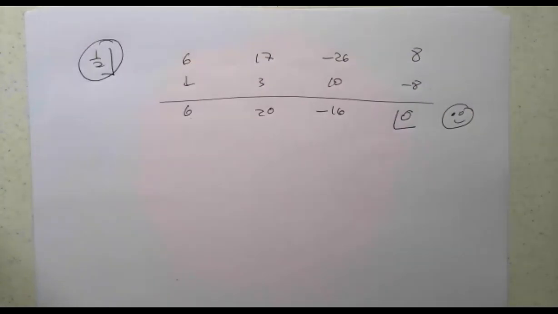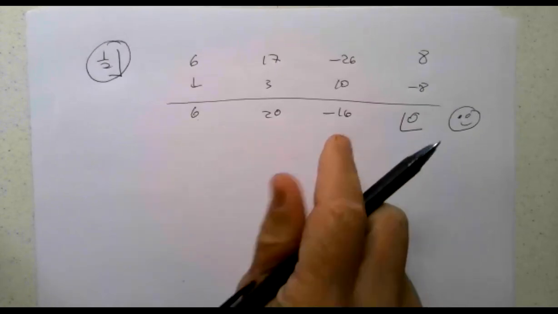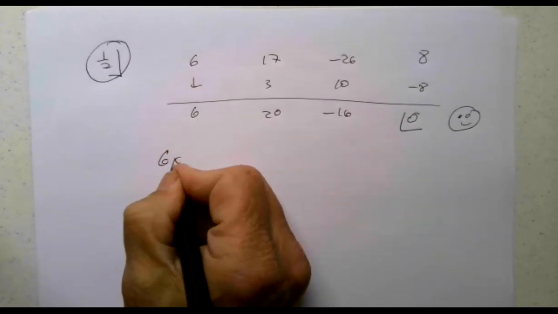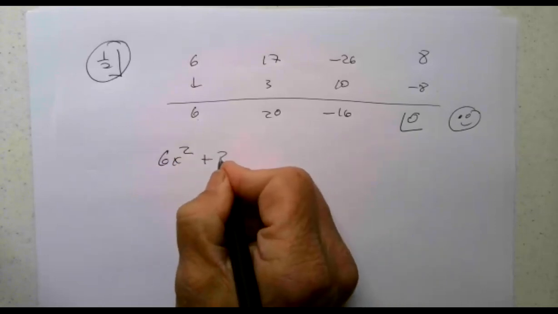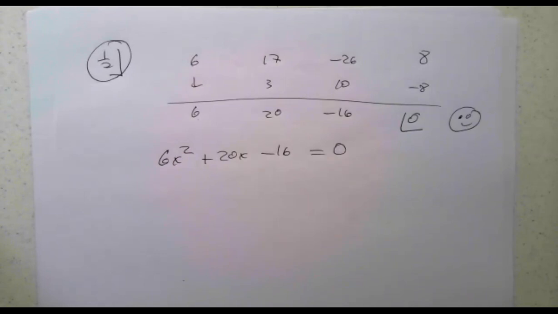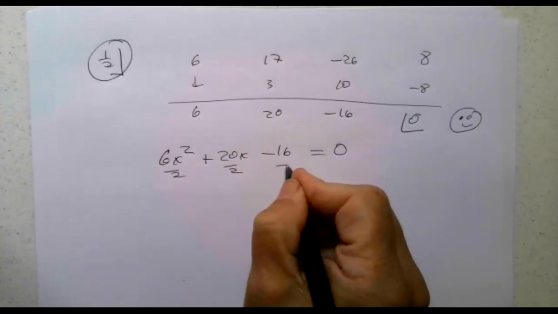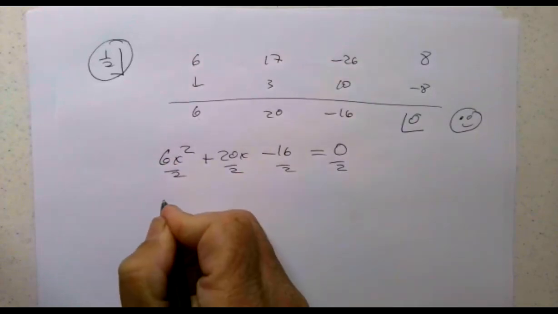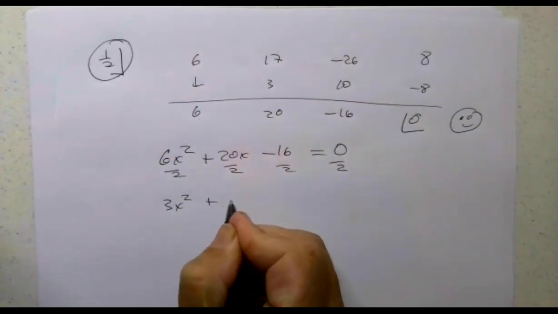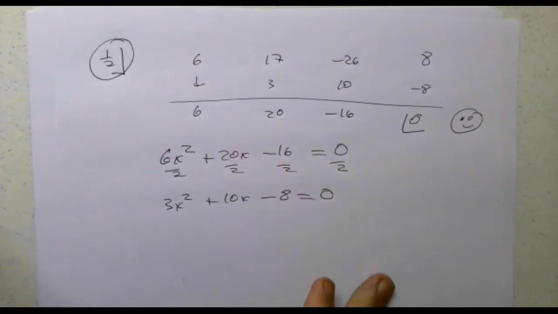It crosses at 1/2. Now I don't need to play the guess game because what's left here is a quadratic. It is basically 6x squared plus 20x minus 16. We want that to equal 0. Recognize these are all multiples of 2, so I can divide everything by 2 to make it a little easier to solve. And I get 3x squared plus 10x minus 8 is 0.